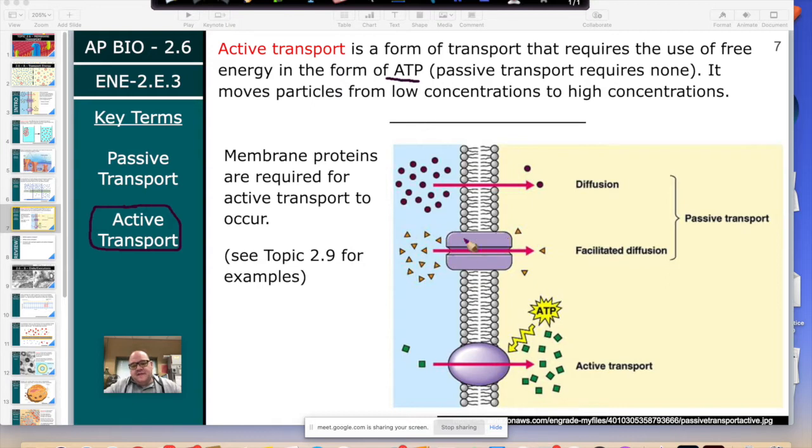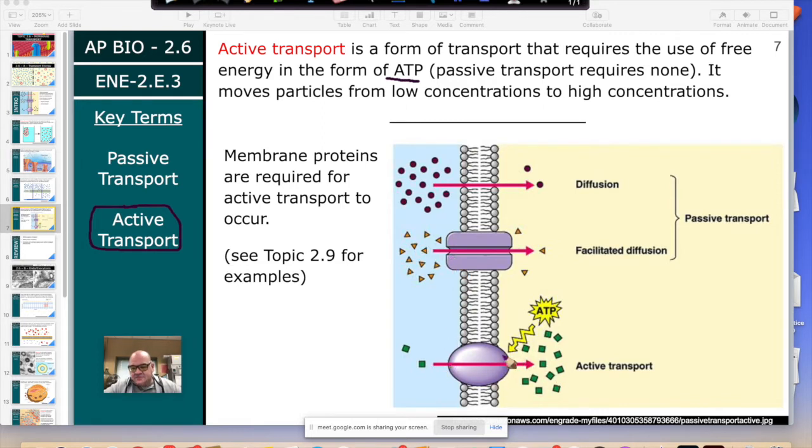This transport protein right here will have a binding site for these triangle shaped molecules. This one's passive. This one doesn't use energy. These will just pass through here. Let me go back to this one down here.